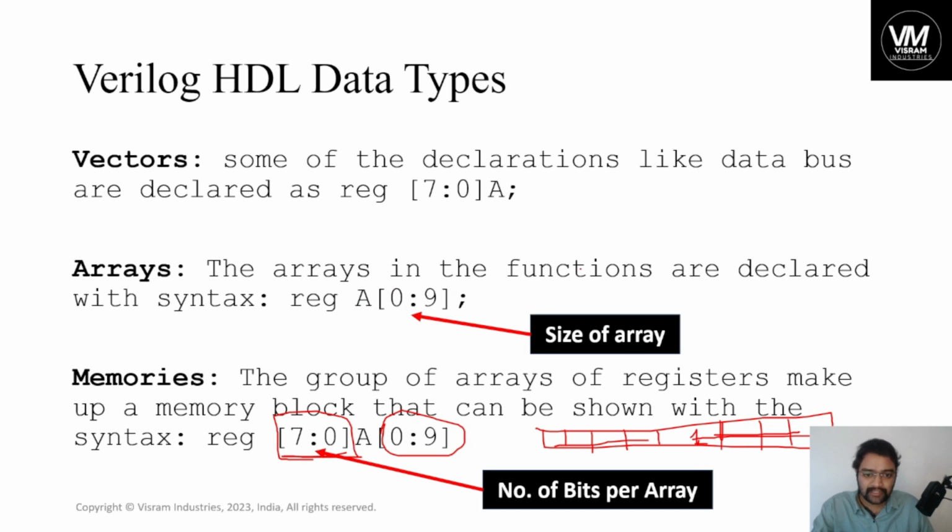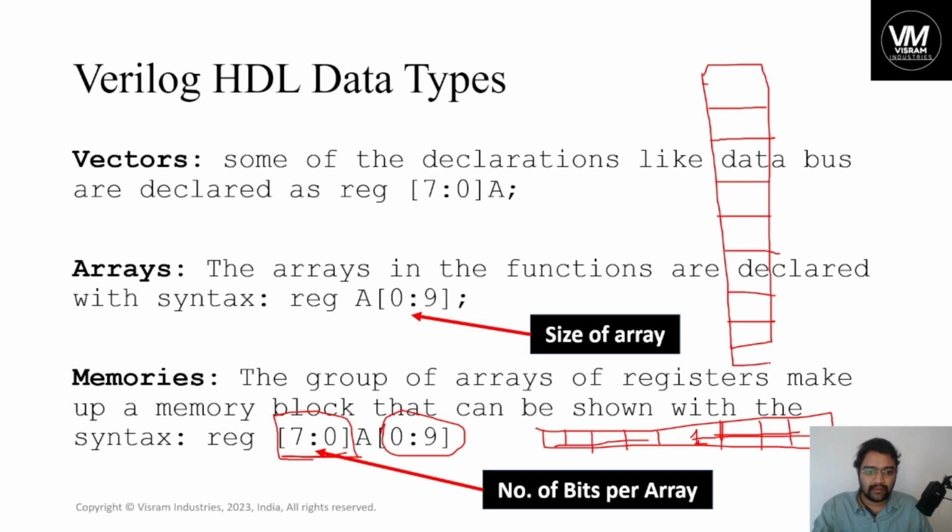Now imagine the size of the array is, you can mention, this is the size of the array. So we have declared 0 to 9, that is 10. Same way you can mention 10. And what is the size of each array, the number of bits, you can declare as this one. You should have 8 bits per each array. I'll show it in the next window.